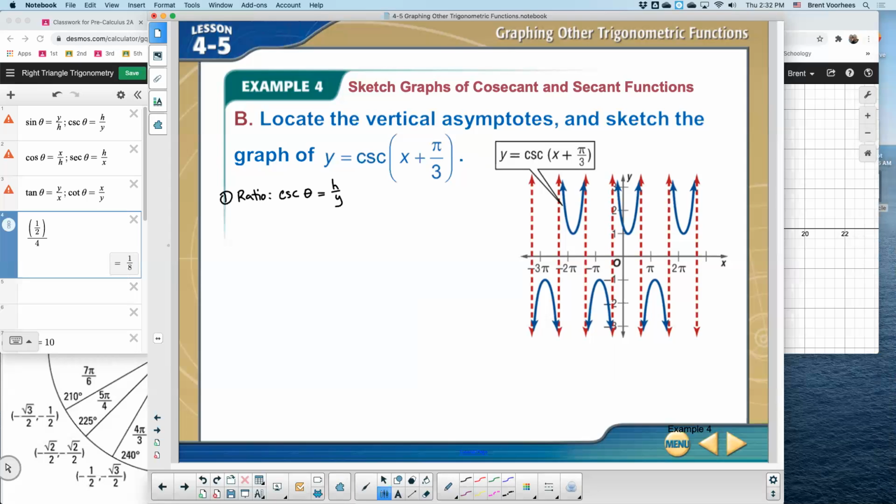Now to have a vertical asymptote, mathematically that occurs when you divide by 0. So I need to solve for where y equals 0. And to do that, I use the unit circle. It's a very helpful tool. So the unit circle, y equals 0 at, let's go find out.